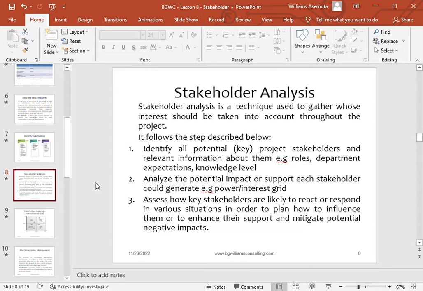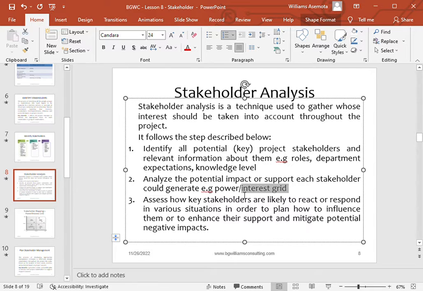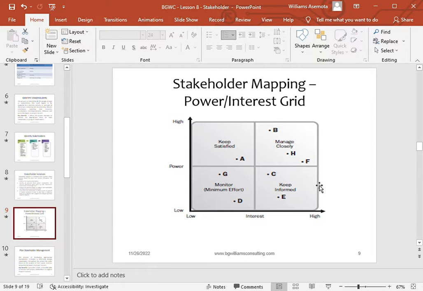Then there is a major technique for stakeholder analysis called the power interest grid. So now let's look at the power interest grid.